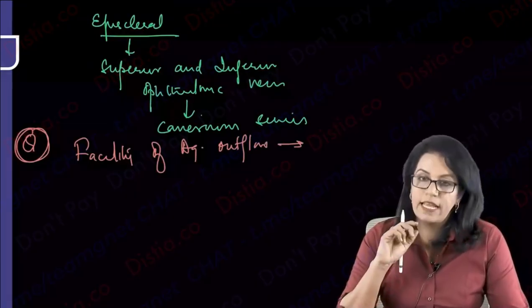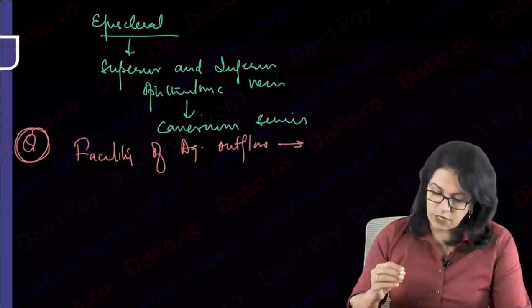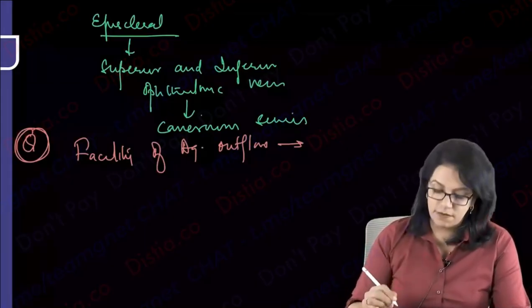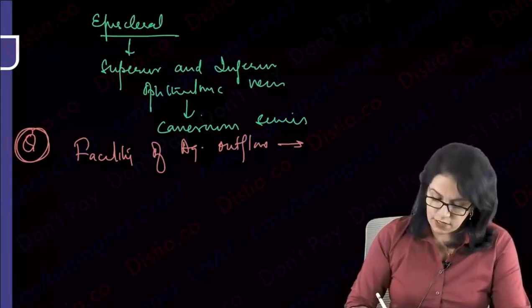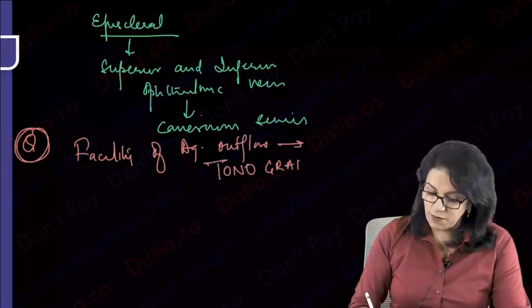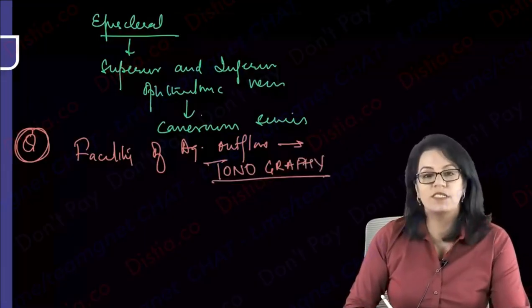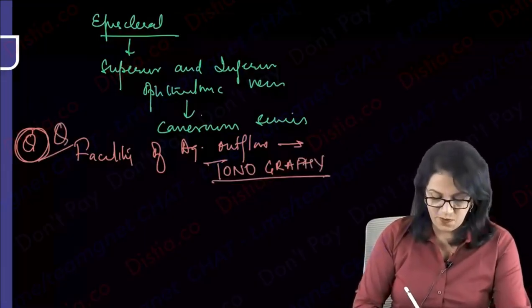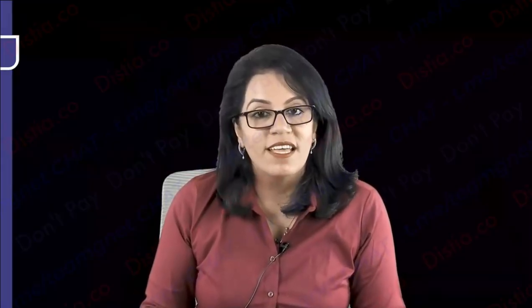So what is that term called? That method of measuring is what is called tonography. This was your exam question. They have asked you, it's a repeated question actually, double Q, what is tonography? Tonometry, we all know, is measuring the intraocular pressure. And when we say tonography, it is measuring the facility of aqueous outflow.